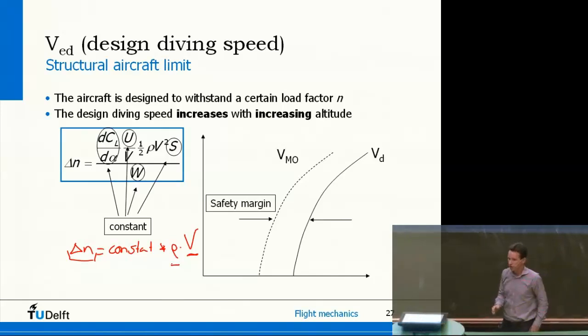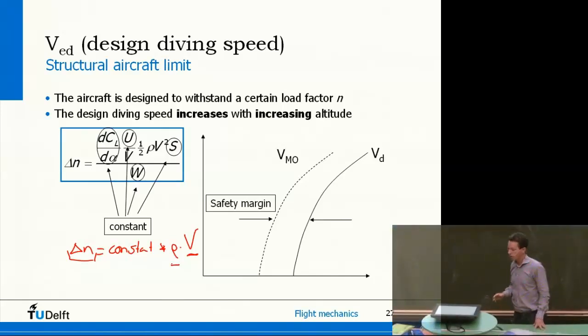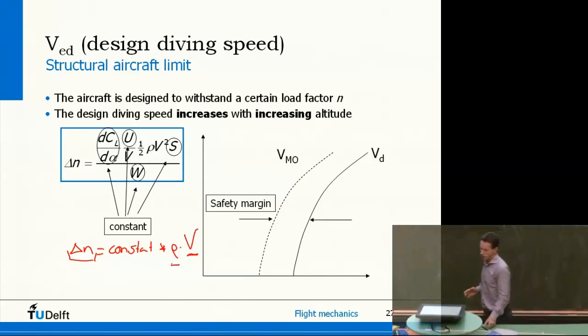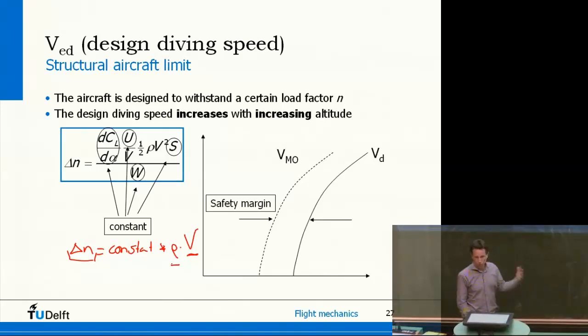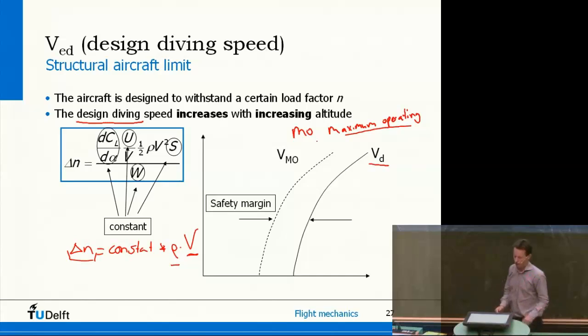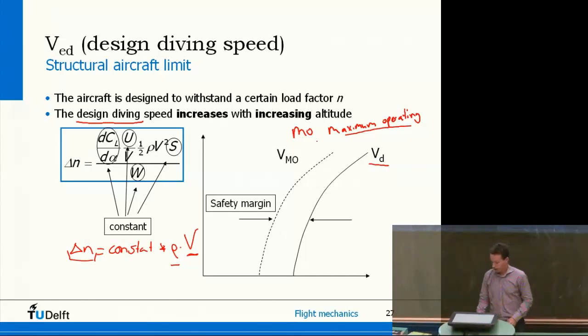Of course, you don't want to risk flying at the actual limit. So there's always a safety margin. So this is what VD is, what I would call design diving speed. So that's the real limit. But then VMO, MO stands for maximum operating speed. So there's a slight difference between the two speeds. And that's just for safety. So there is apparently a maximum speed which you cannot exceed due to the fact that there will be upward gusts of wind.